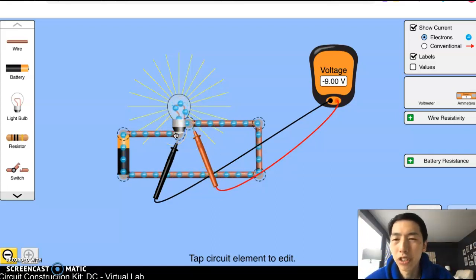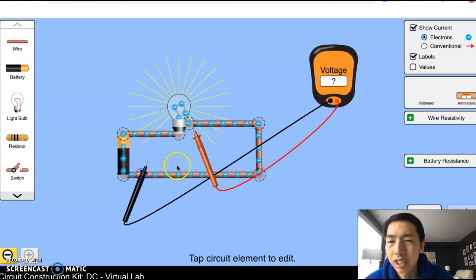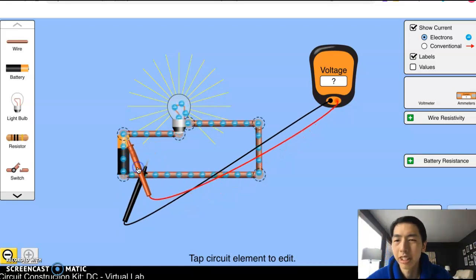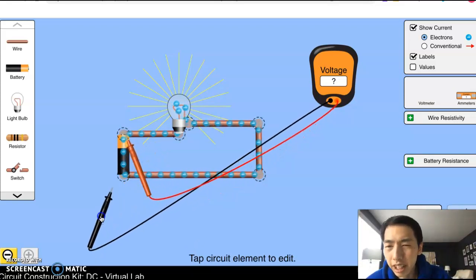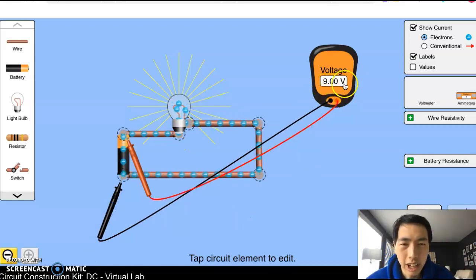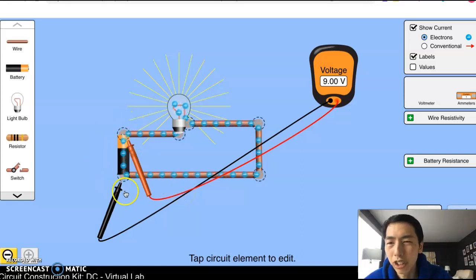I could measure the voltage across the battery as well. So I can move my one needle to one end of the battery, the other needle to the other end, and then I get a reading of 9 volts, which makes sense because the light bulb was using 9 volts. So that means the battery is providing it with 9 volts. So now I'm measuring the voltage across the battery.